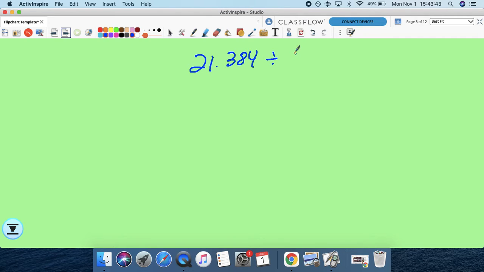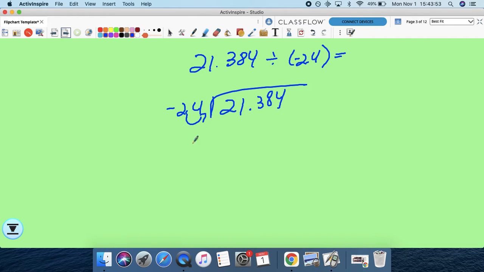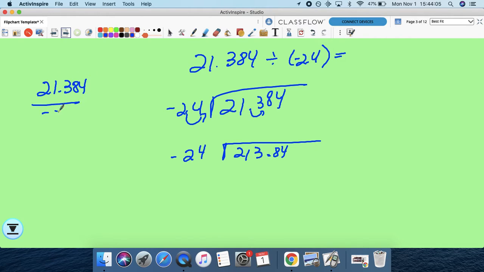21.384 divided by negative 2.4, so my answer is going to be negative. We're going to move the decimal 1 over, so it's going to be 24. Move the decimal 1 over in the dividend, that's going to be 213.84. As a fraction, 21.384 divided by negative 2.4.